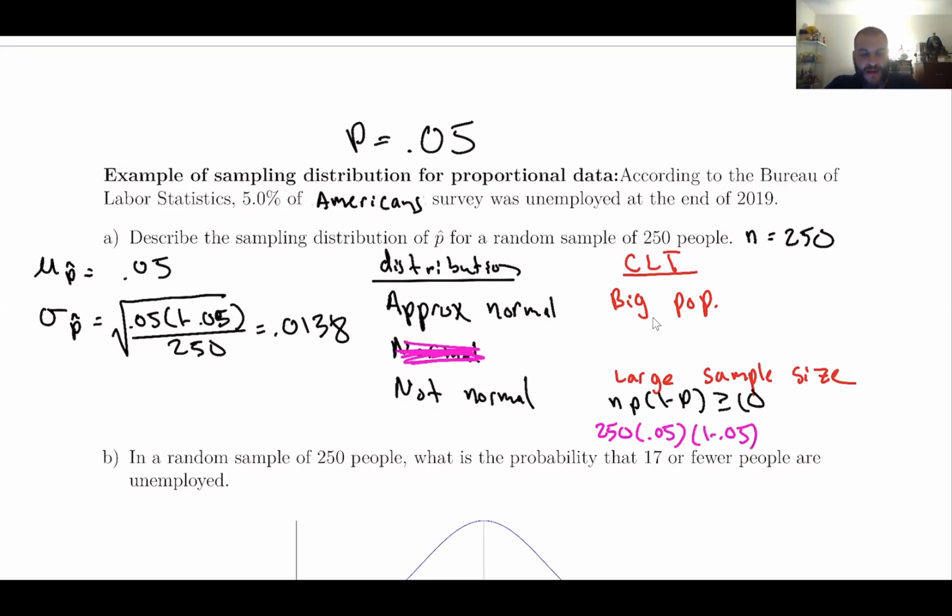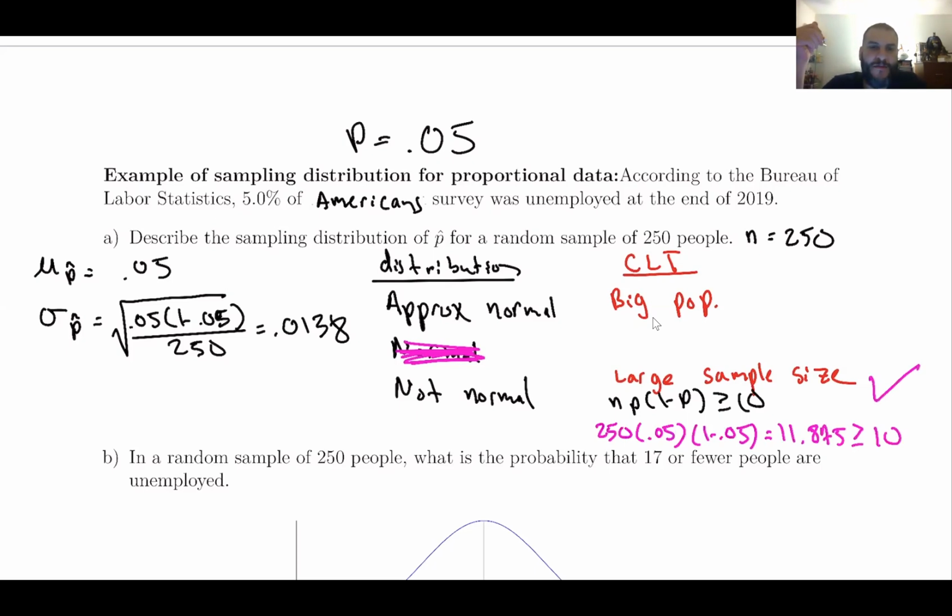I'm going to do this in my calculator. So we do 250 times 0.05 times 0.95. If you multiply those three numbers together, what do we get? You get 11.875, which is actually bigger than 10. So we can say we have a large sample size.